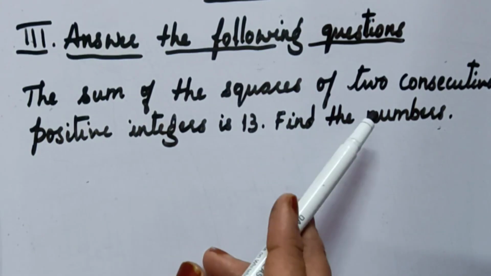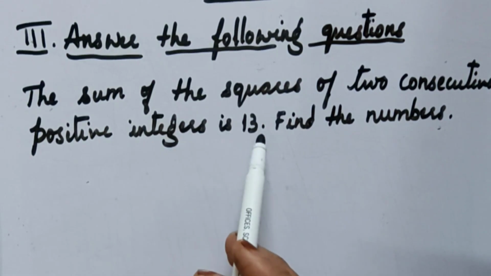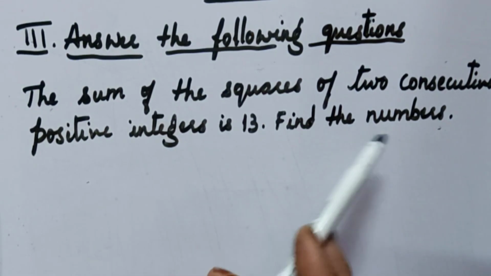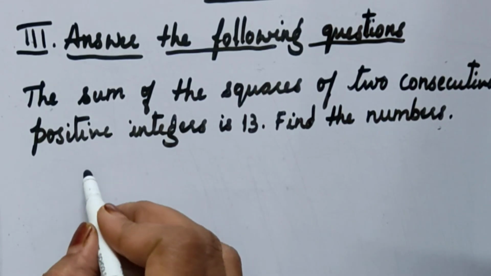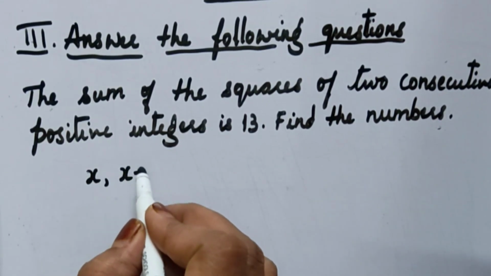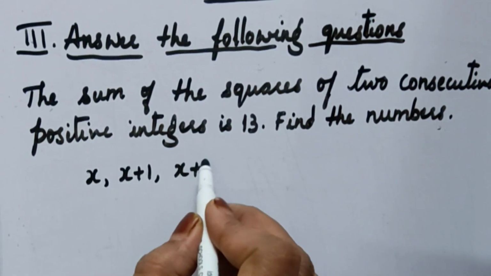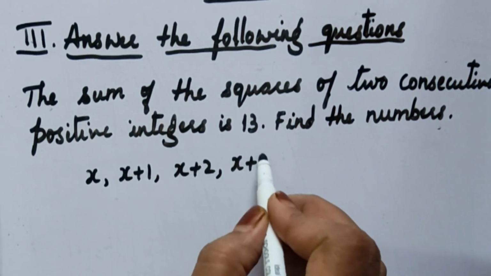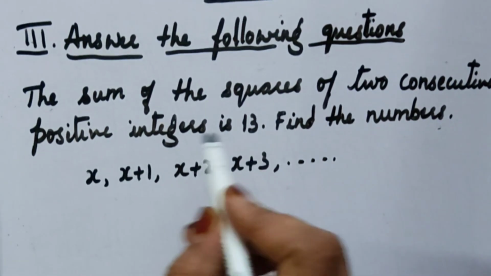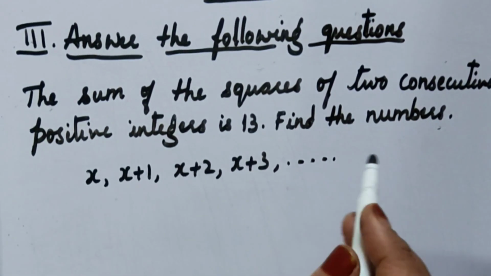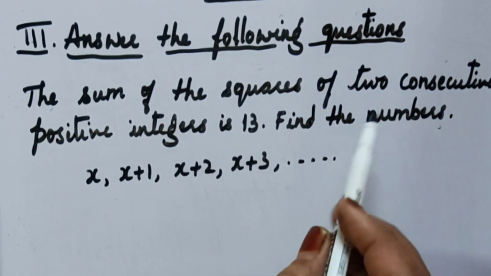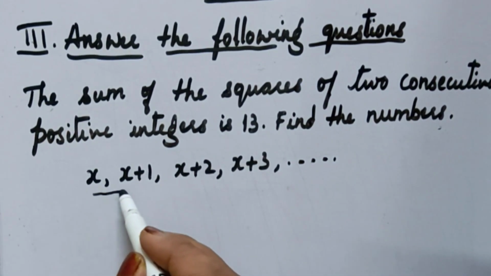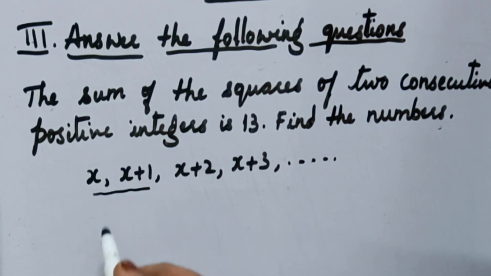Sum of the squares of two consecutive positive integers is 13. So we need to find out the numbers. The consecutive numbers will be x, x plus 1, x plus 2, x plus 3 and so on. These are the consecutive positive integers. Now as I said, the sum of the squares of two consecutive positive integers. Let us select these two.